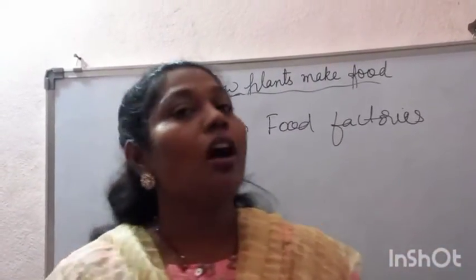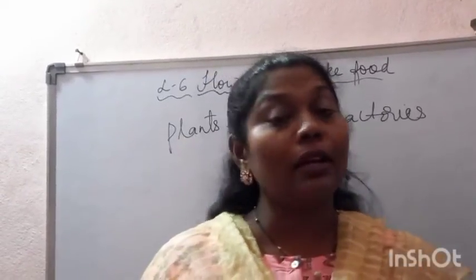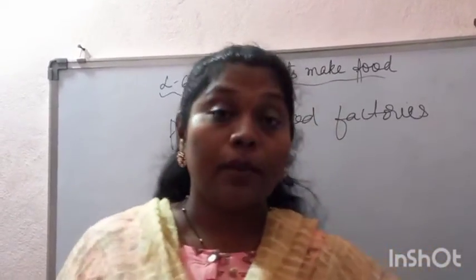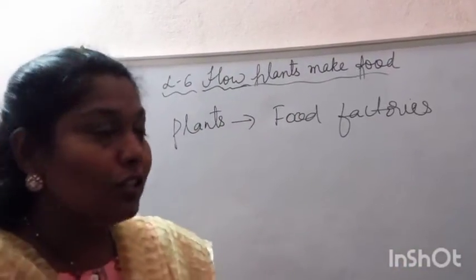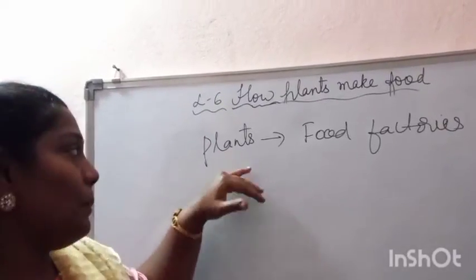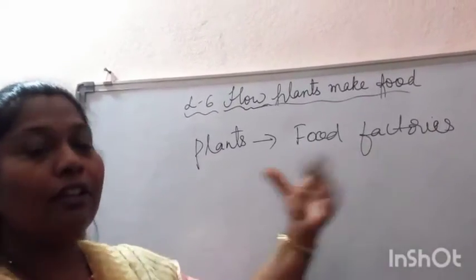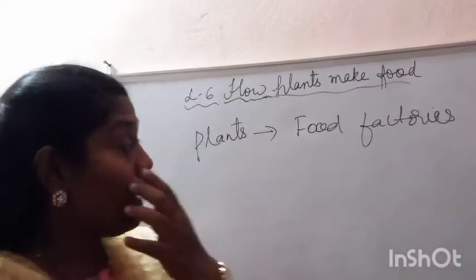Avuna kada, manaki chaala rakalaina things, mana daily useful ga unna things ani manaki ekkada nunchi prepare ay vastayi, pedda pedda factories lonchi avuna. So manaki food ekkada nunchi vastundi? We are getting food from the plants. So plants are called as food factories.